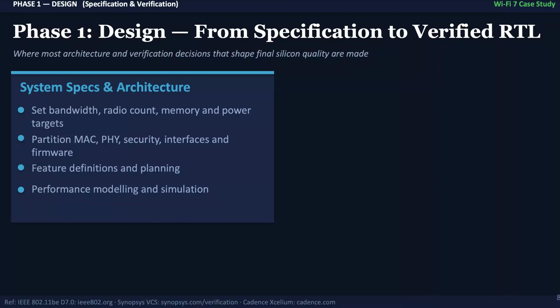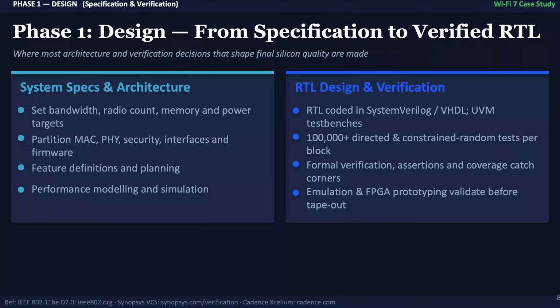The next major part is RTL design and verification. This is where the system architecture is turned into hardware code for the major blocks. In many real projects, this is also where a large part of the time is allocated. The RTL is written in languages such as SystemVerilog and VHDL, and then it is verified using a large number of simulation test benches.